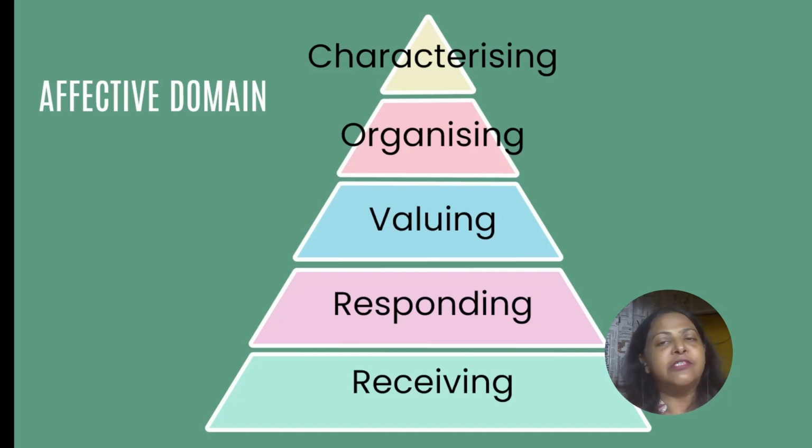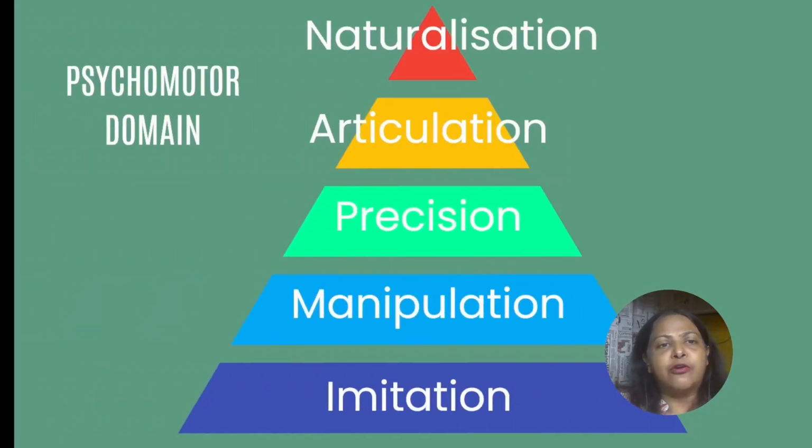So this has everything to do with feelings and emotions. First, the child learns to receive, then he responds to it, he values it, he organizes it, and then he becomes characterized by it. So you do not have to learn this up in detail. You should just know that these are to do with feelings and emotions. The levels of the psychomotor domain are also 5. It is to do with physical movement. So first you learn to imitate, then you can manipulate something, then you become precise in it, then you can articulate it, and finally it becomes the natural way in which you do things. So these two were the affective and the psychomotor domain.